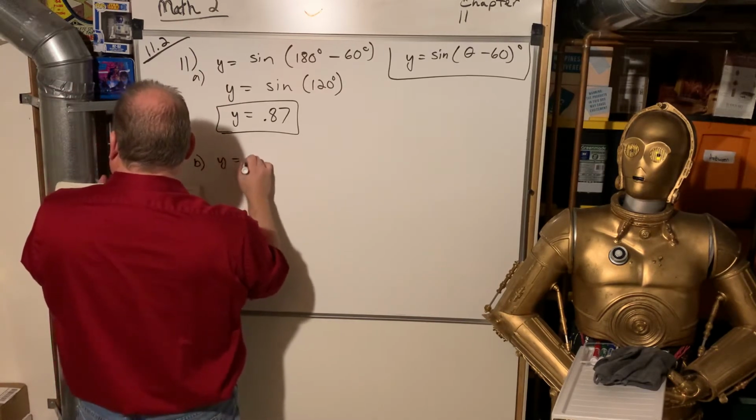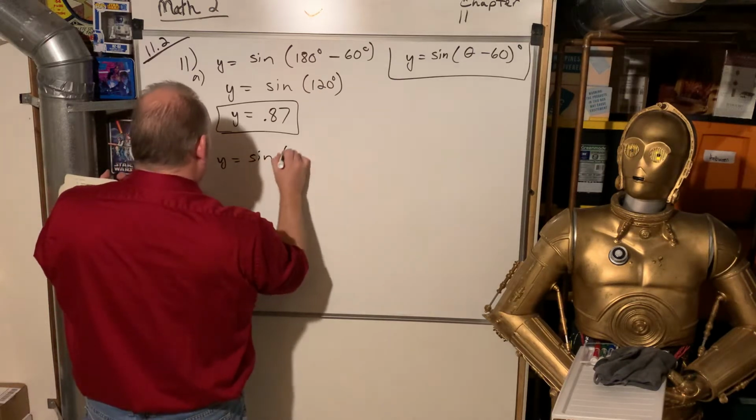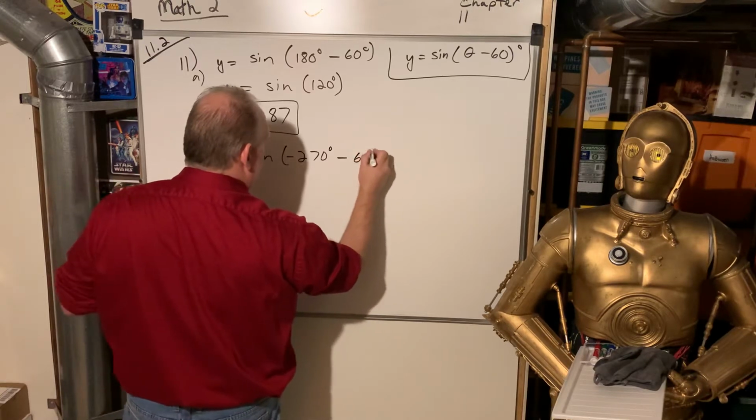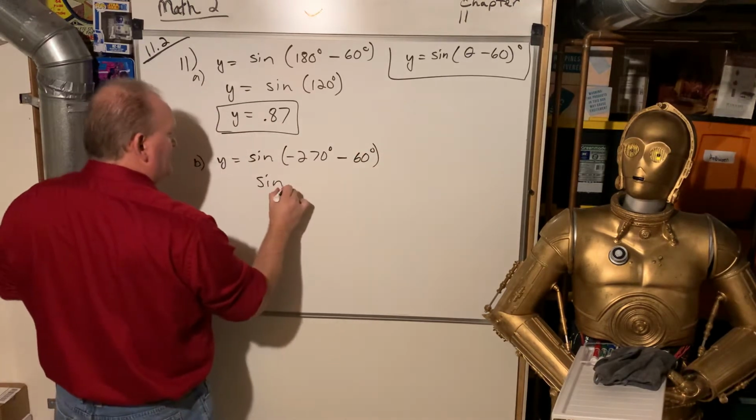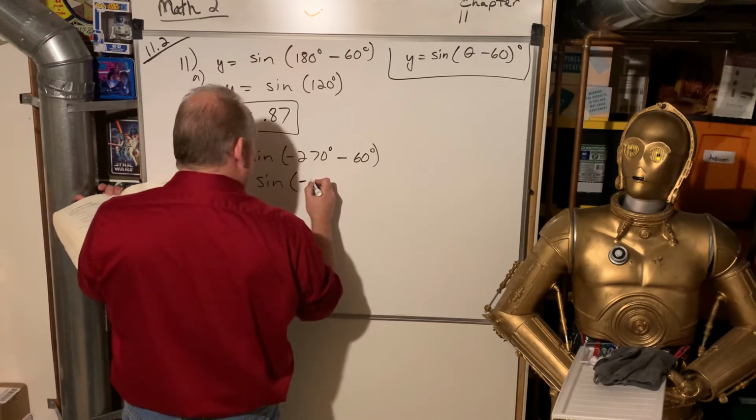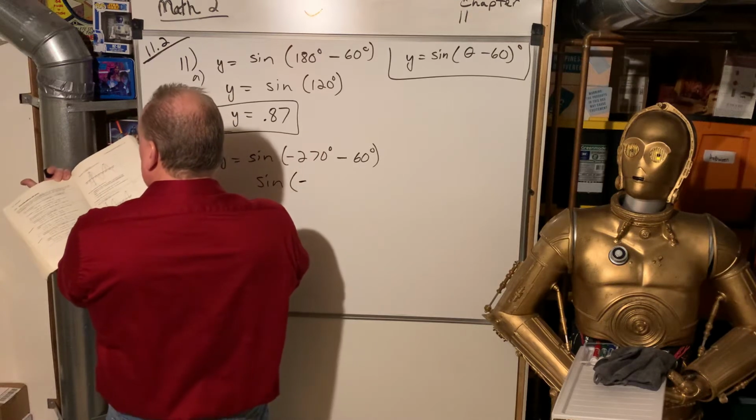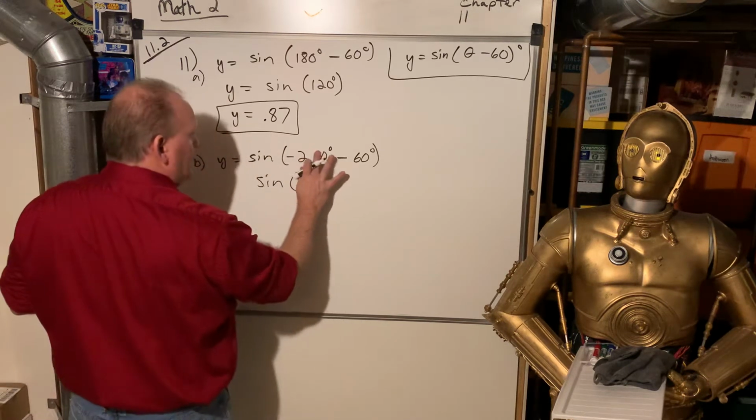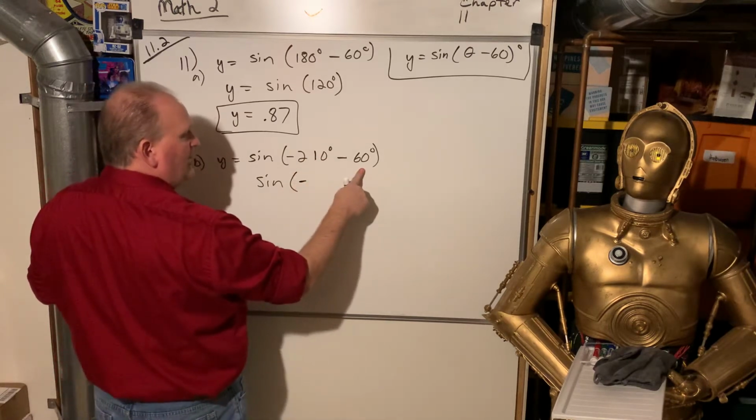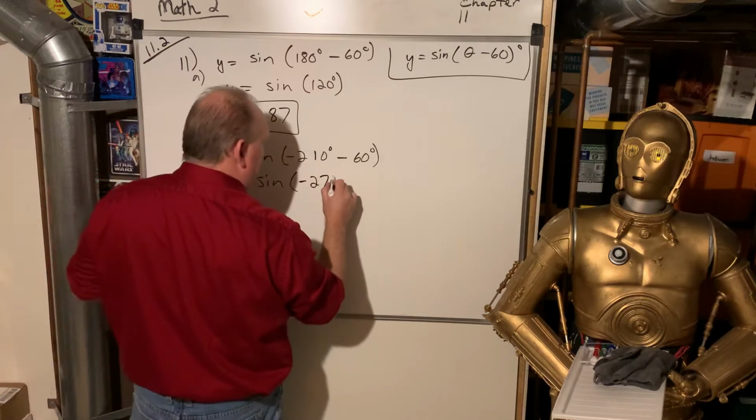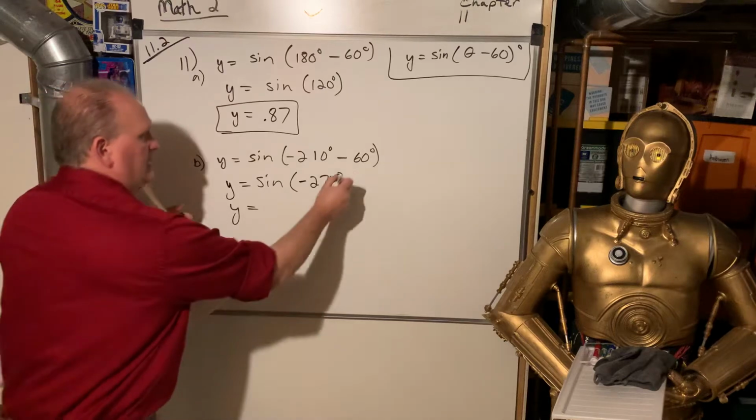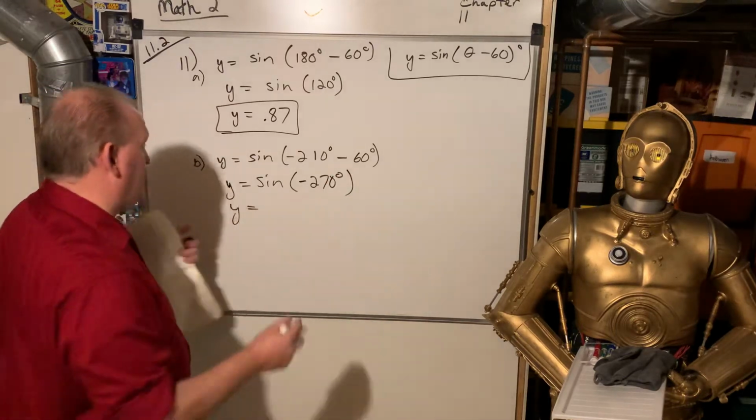Is, well, what about y equals the sine of negative 270? If theta was negative 270, but then we took 60 more degrees away from it, you'd actually be finding the sine of negative 3... Oh, I'm sorry, that's negative 210. I didn't read carefully, sorry. Theta was negative 210. Negative 210 minus 60 is negative 270. And so you pop that in and you get 1, just positive 1.